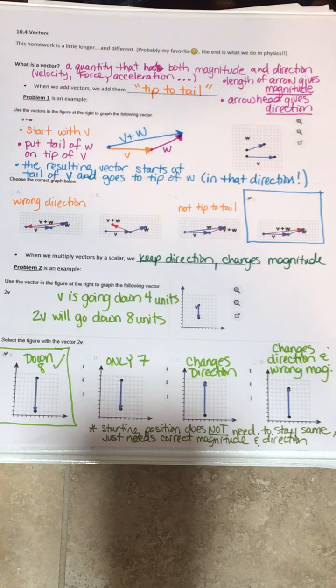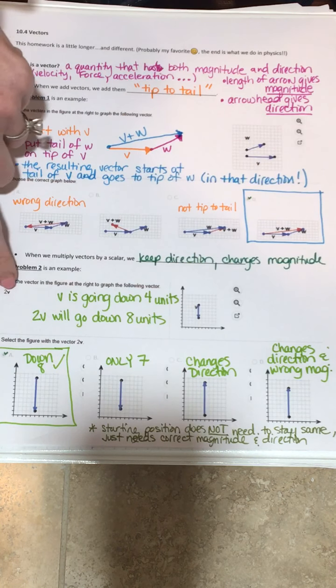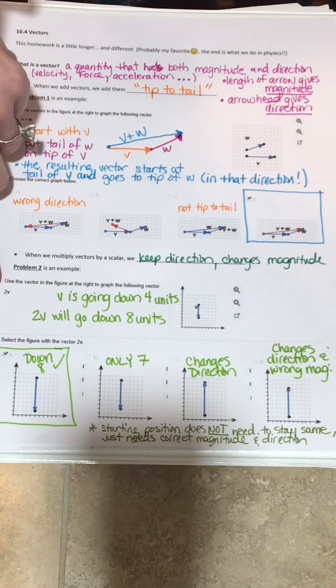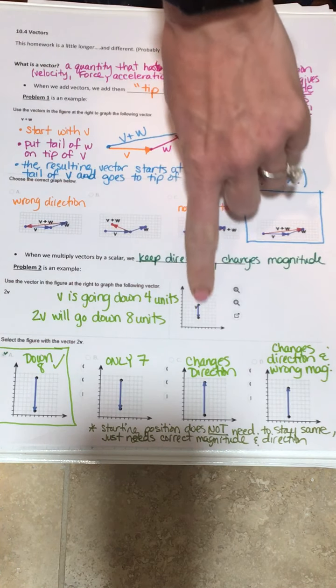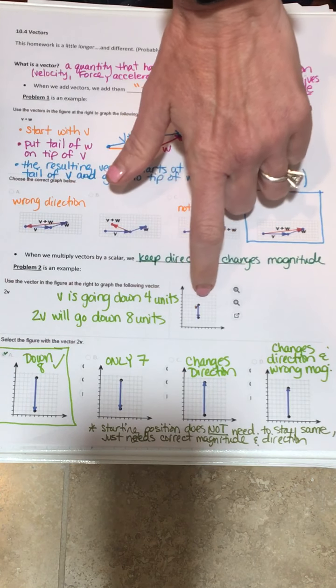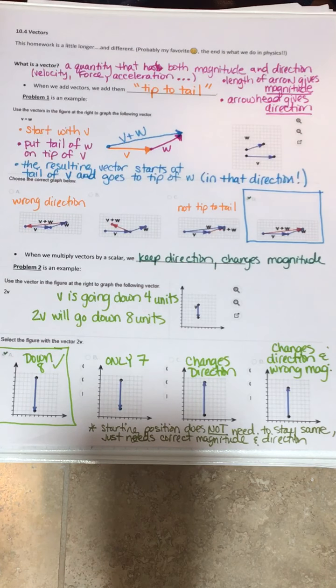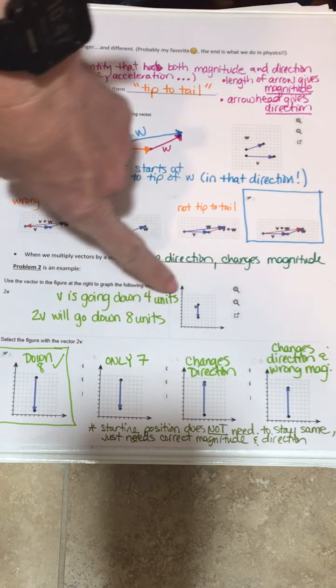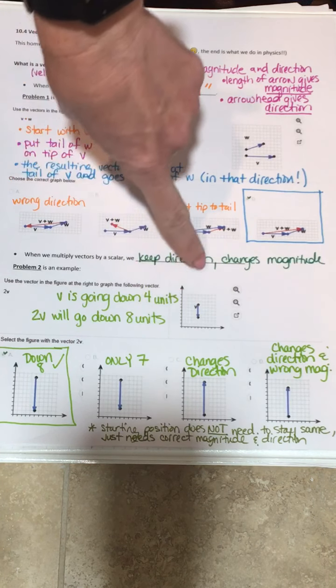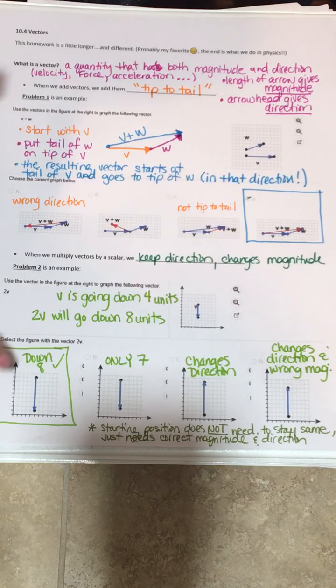It says use the vector in the figure at the right to graph the following vector. They want us to graph 2v. So 2v means we're going to multiply v by a magnitude of 2. So if I count, v is going down 4. 1, 2, 3, 4. So 2 times 4 is 8. So 2v is going to be going in the same direction, down, but with a magnitude of 8. Now on these graphs, it doesn't matter where you start and stop as long as the direction is the same and the magnitude is right.